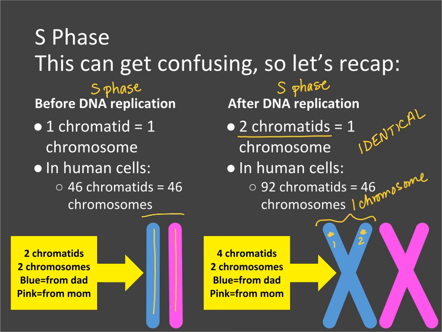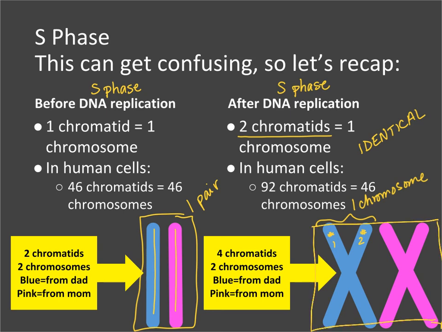Now, we still have our paired chromosomes. So here we're just looking at one pair of chromosomes, whereas remember that in humans, you would actually have 23 pairs for a total of 46 chromosomes. On the right-hand side, we still have those paired chromosomes. We just now have two copies of each of those chromosomes.